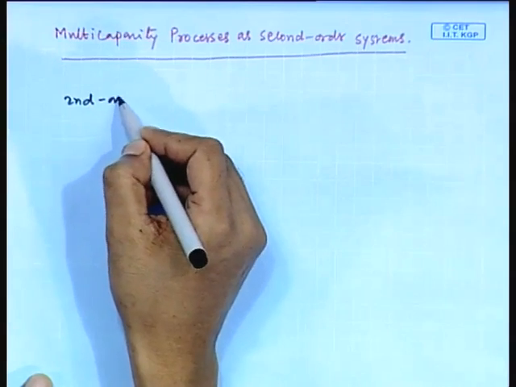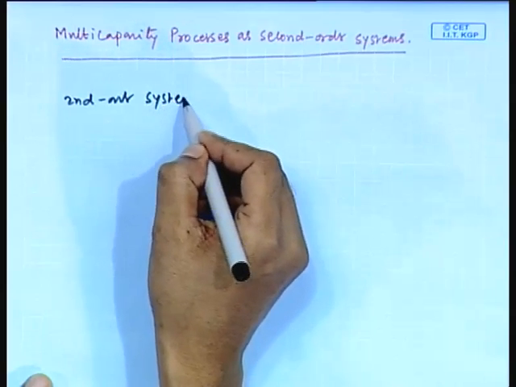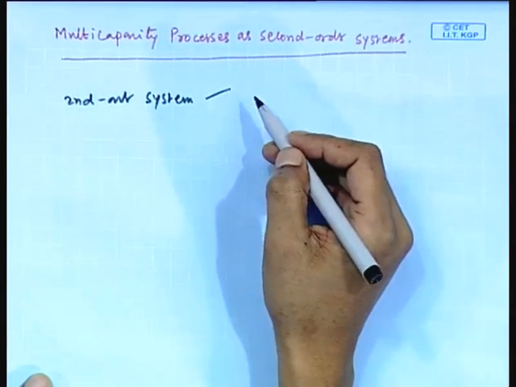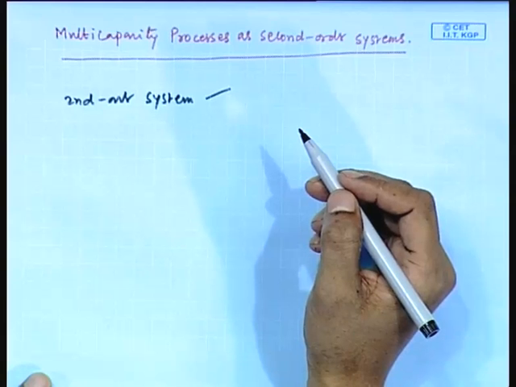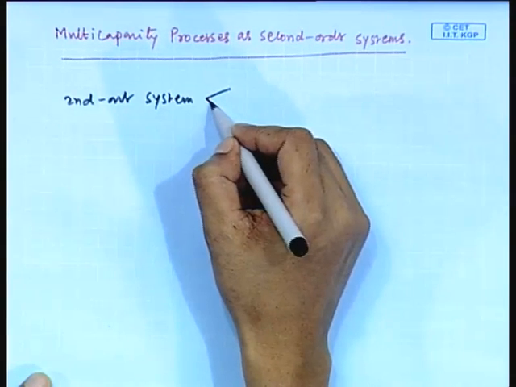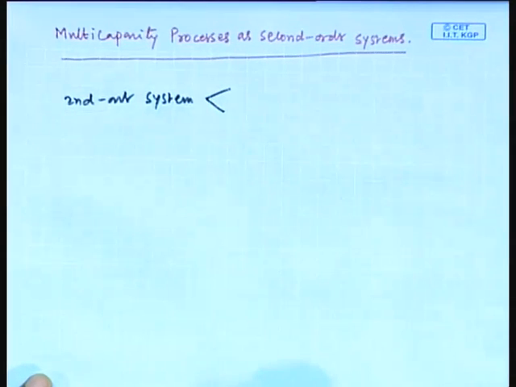We can obtain overall the second order dynamics if we connect two first order systems in series. Fine. So, we can obtain a second order system by connecting two first order systems in series. In another way, if we include a controller with a first order process, then we obtain the second order dynamics.